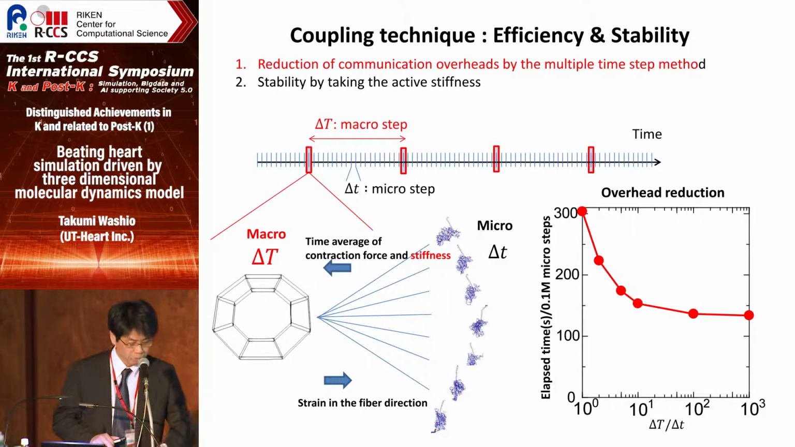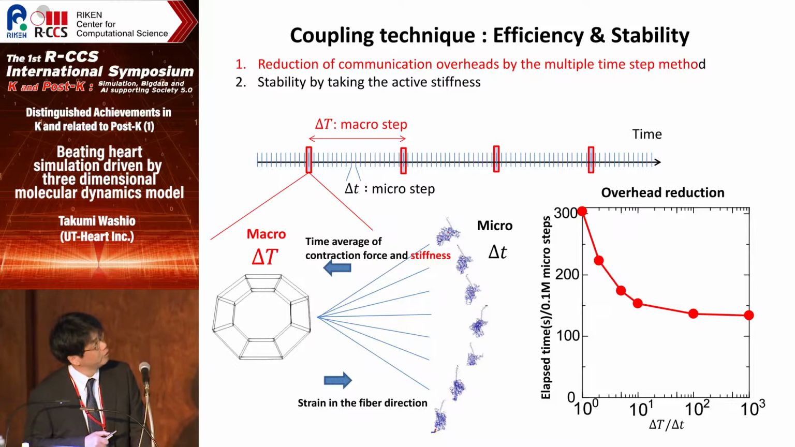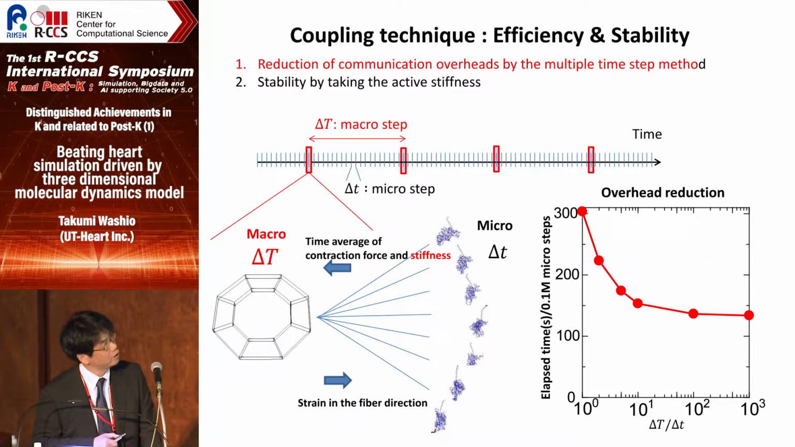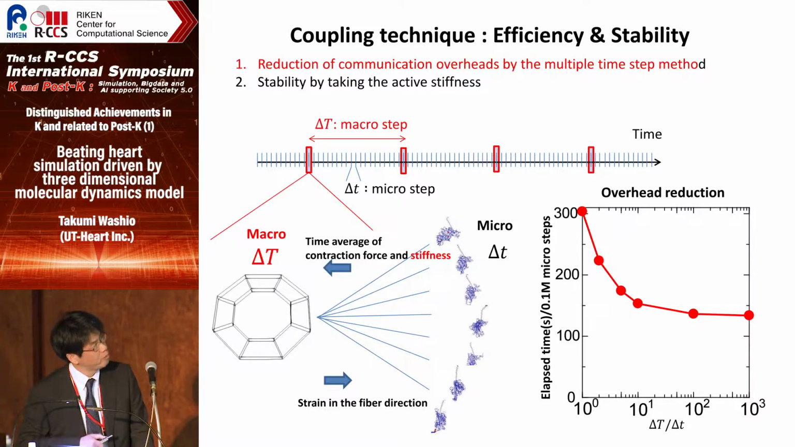And finally, I will make some comments, briefly introducing some coupling numerical techniques focusing on efficiency and stability of our multiscale approaches. To hide communication overhead between scales, we applied a multiple time step strategy where plural microscale time steps are performed within one macro time step. And in this application of the ring model, the computation of macro scale and communications is negligible when we perform 1,000 time steps within one macro time step.